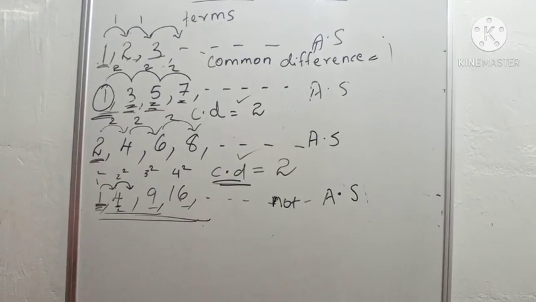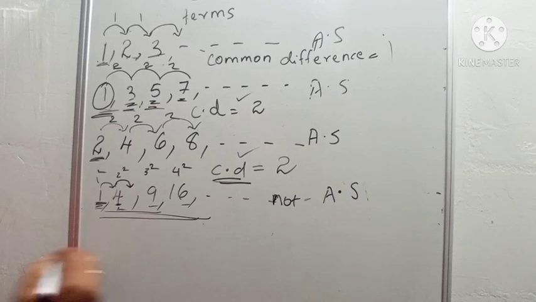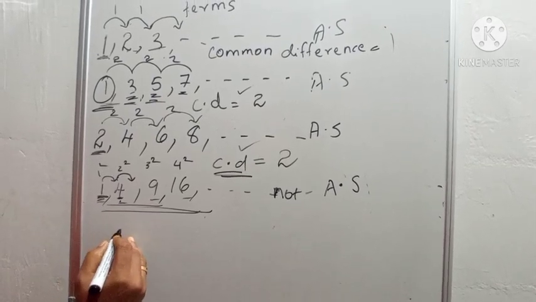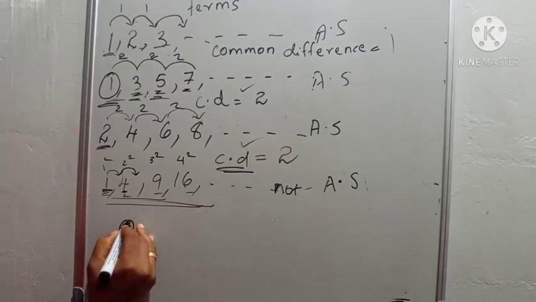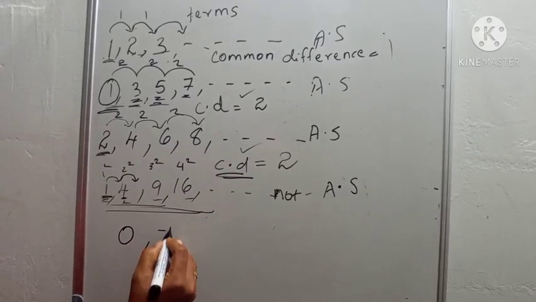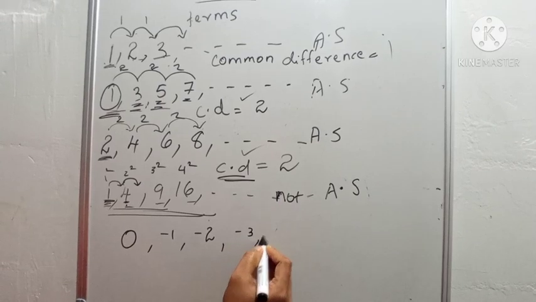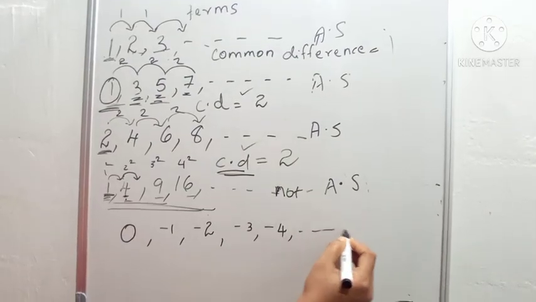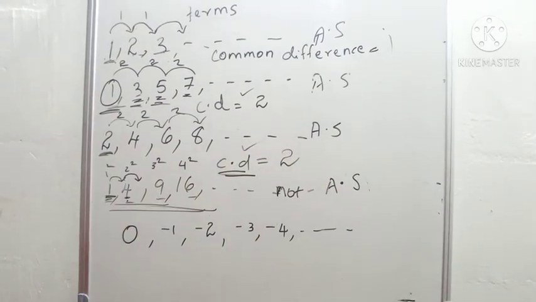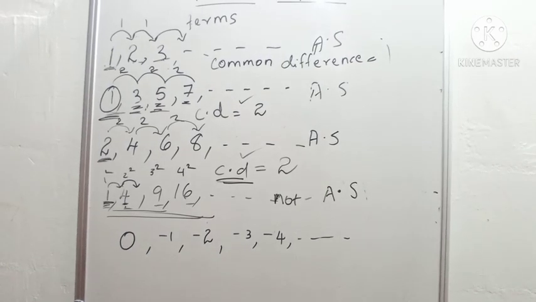Next, consider this sequence: 0, -1, -2, -3, -4, like that. Is this an arithmetic sequence? See?